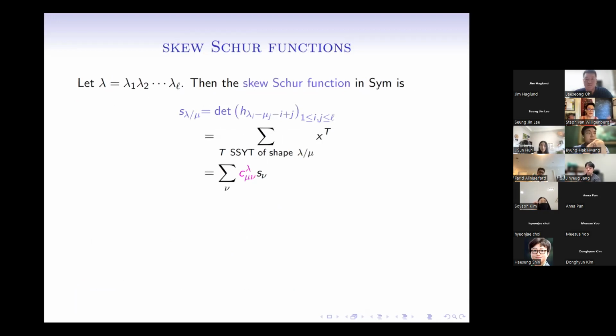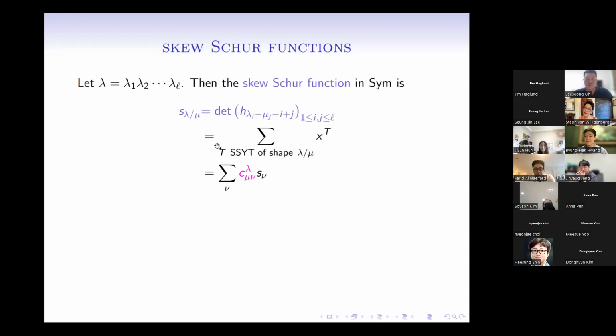But now let's go back and have a look at our classical definition of Schur functions. So we say the Schur function, the classical one, S lambda skew mu, is going to be, we take our complete homogeneous symmetric functions, the classical ones, indexed by lambda i minus mu j minus i plus j. Once you've made that matrix, you're going to take the determinant.